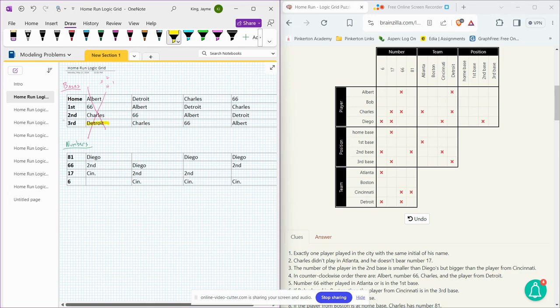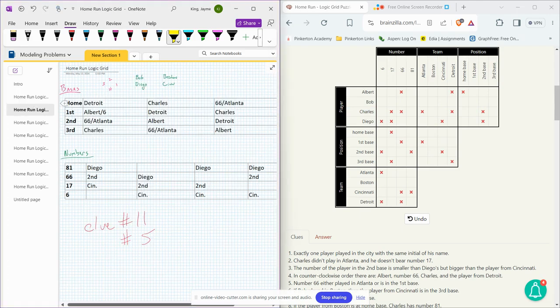Since I eliminated that one, I can now say, okay, Albert's not in home base. I can say that first place doesn't go with number 66. Second base can't go with Charles, so Charles was not on second. And Detroit isn't in third, which we already knew. Okay, great. So that helped us eliminate this a little bit.